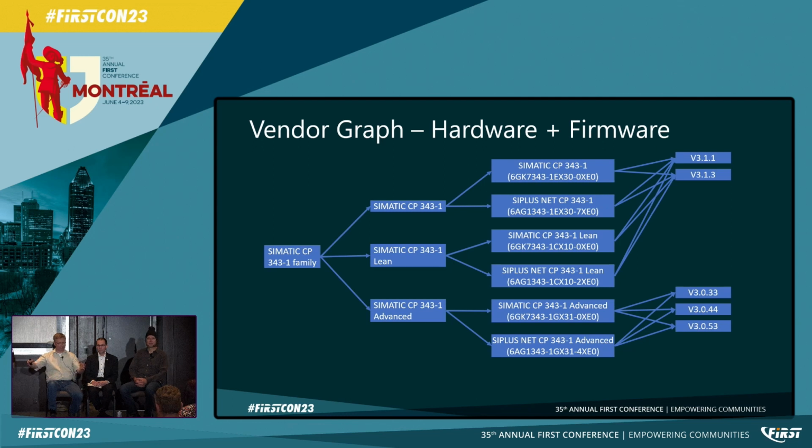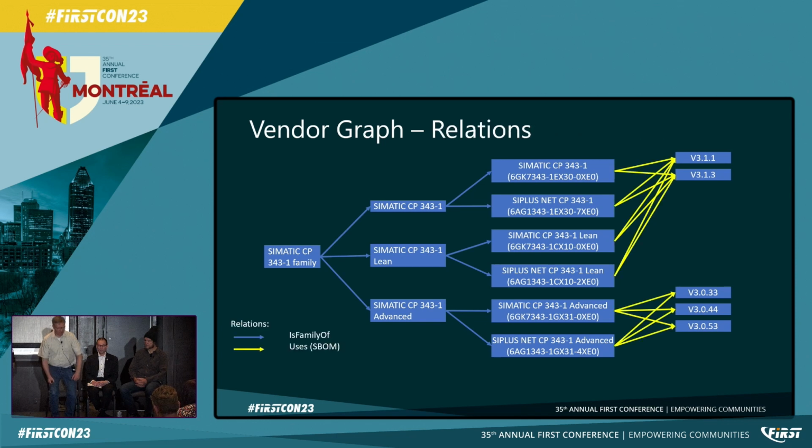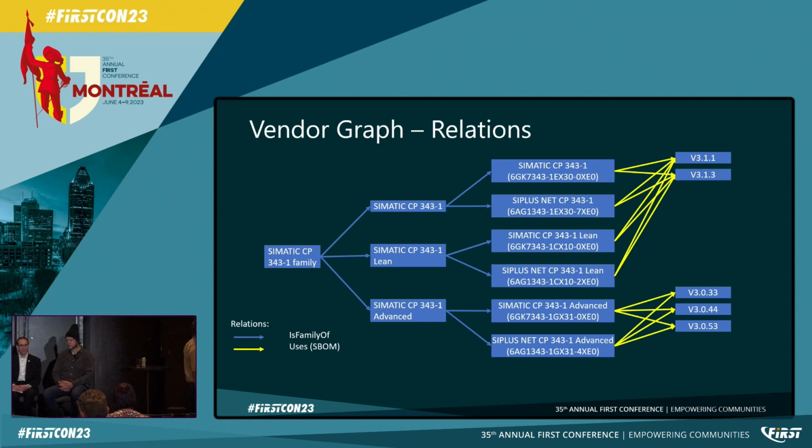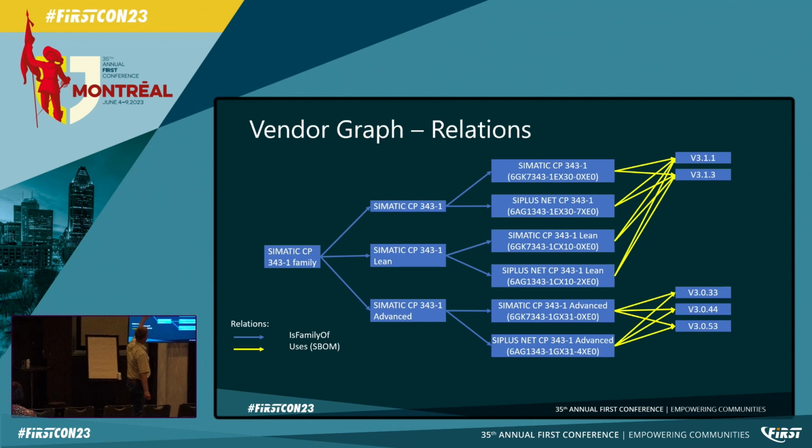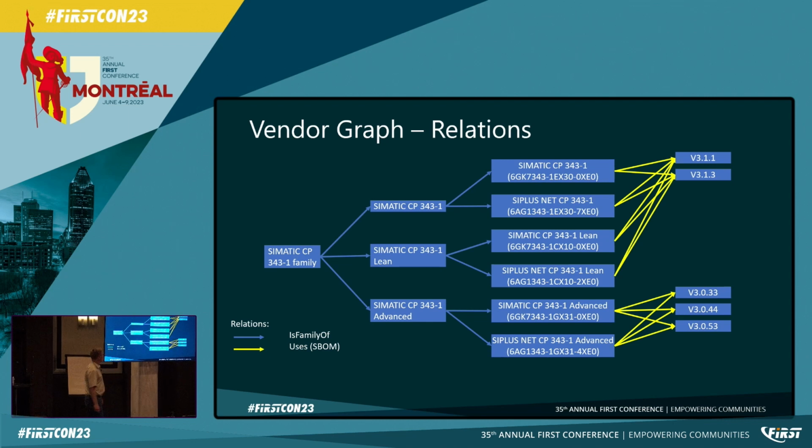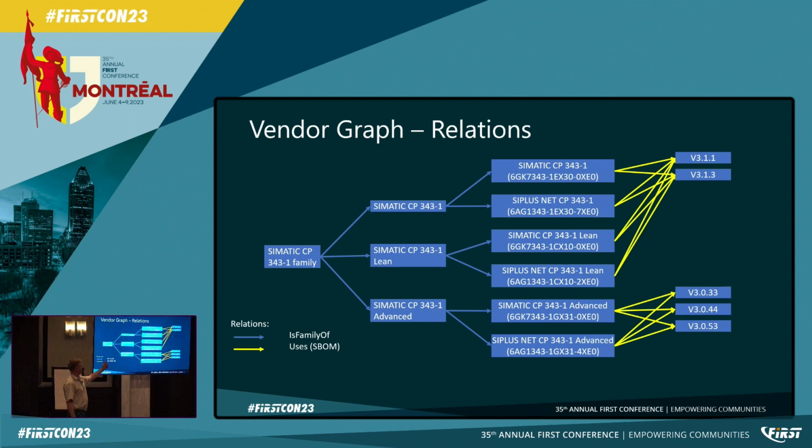So the graph becomes even larger. But when we look at it precisely, we realize that we have now introduced a different relation. So this relation with the blue arrows is called "is family of". So this is the family of those, and this is the family of those. That's one relation in the graph. You can also add another relation, which is "uses".